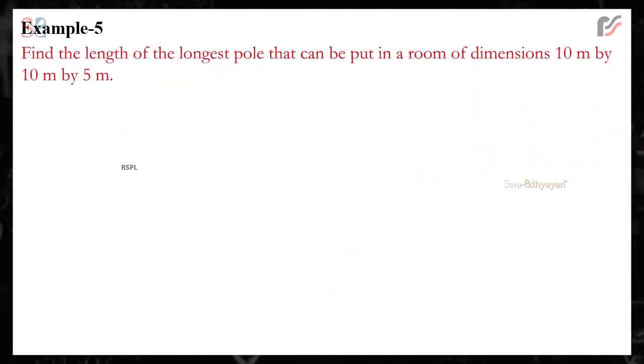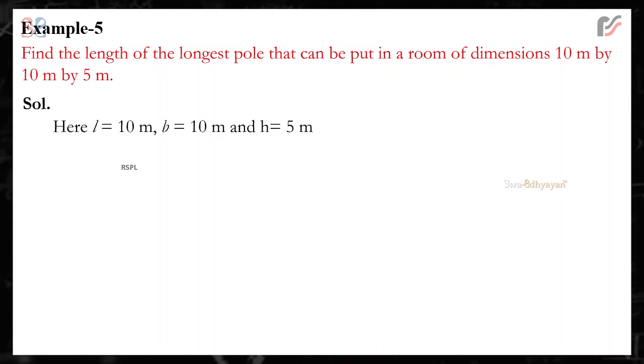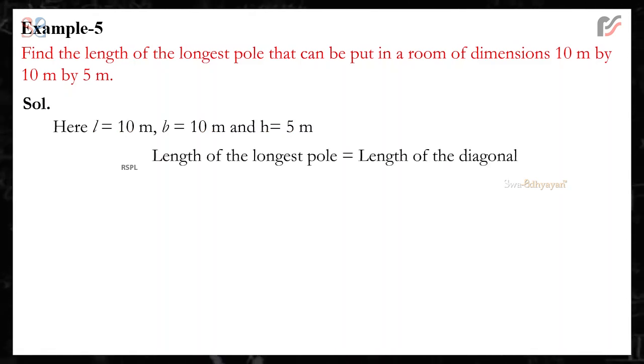Example 5. Find the length of the longest pole that can be put in a room of dimensions 10 meter by 10 meter by 5 meter. Solution. Here L is equal to 10 meter, B is equal to 10 meter and H is equal to 5 meter. Length of the longest pole is equal to length of the diagonal.